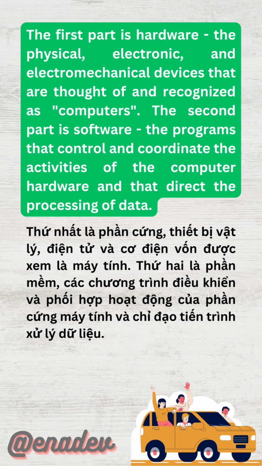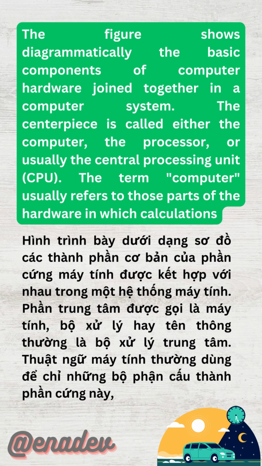The first part is hardware, the physical, electronic, and electromechanical devices that are thought of and recognized as computers. The second part is software, the programs that control and coordinate the activities of the computer hardware and that direct the processing of data. The figure shows diagrammatically the basic components of computer hardware joined together in a computer system.